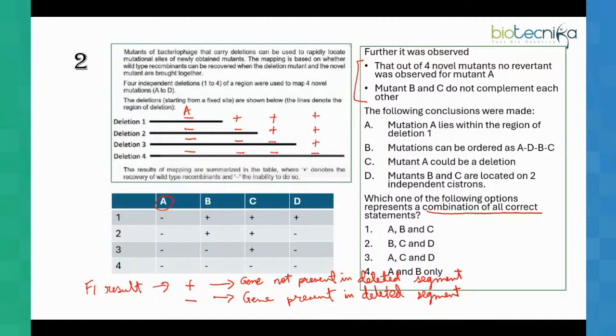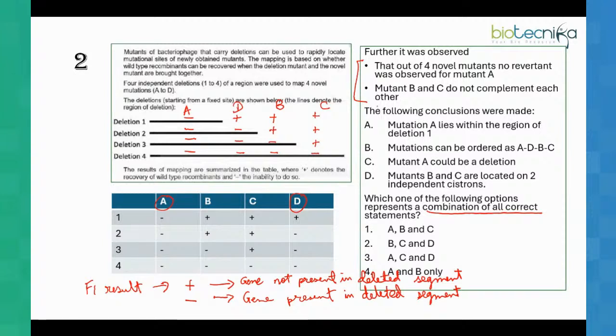Okay, continuing with B. B will be present in a region where it will be plus plus and minus minus. So that is this particular region. Now, which is the mutation that is showing plus and minus minus minus? That is mutation D. That means D will be present here. And C is plus plus plus minus, so C is present here. So this way we have mapped the mutations on the chromosome. A, D, B, C is the order in which the genes are present.